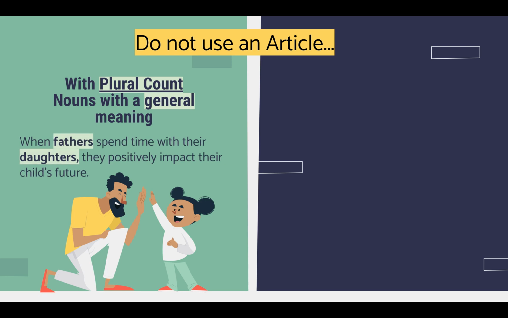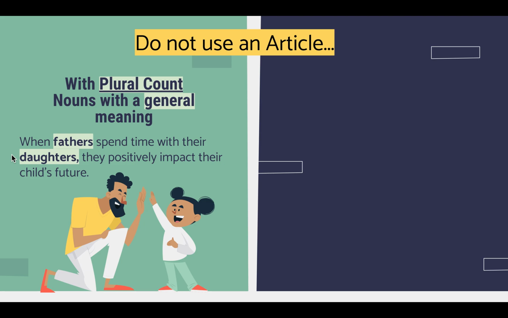For example, when fathers spend time with their daughters, they positively impact their child's future, right? We cannot say when a father's, right? So we can pluralize it and don't put any article before a plural noun.